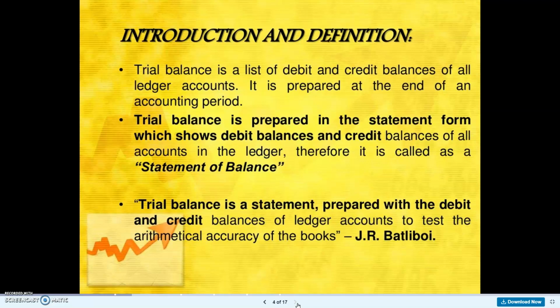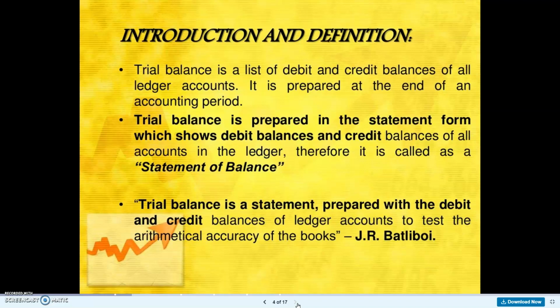It is prepared at the end of an accounting period. Trial balance is prepared in the statement form which shows the debit balance and credit balance of all the accounts in the ledger. Therefore, it is called a statement of balance. Trial balance is a statement prepared with the debit and credit balances of ledger accounts to test the arithmetical accuracy of the books. So from these definitions you can make out that trial balance is a statement.